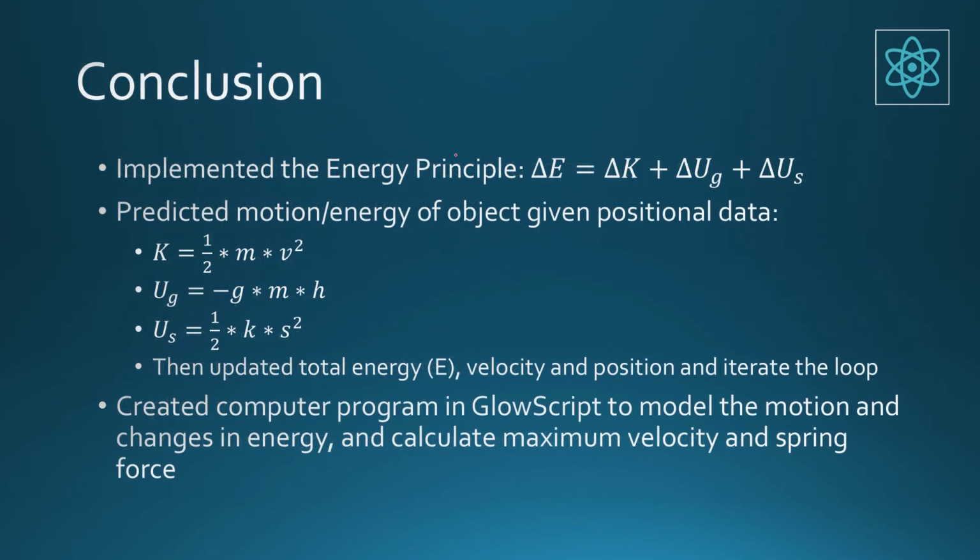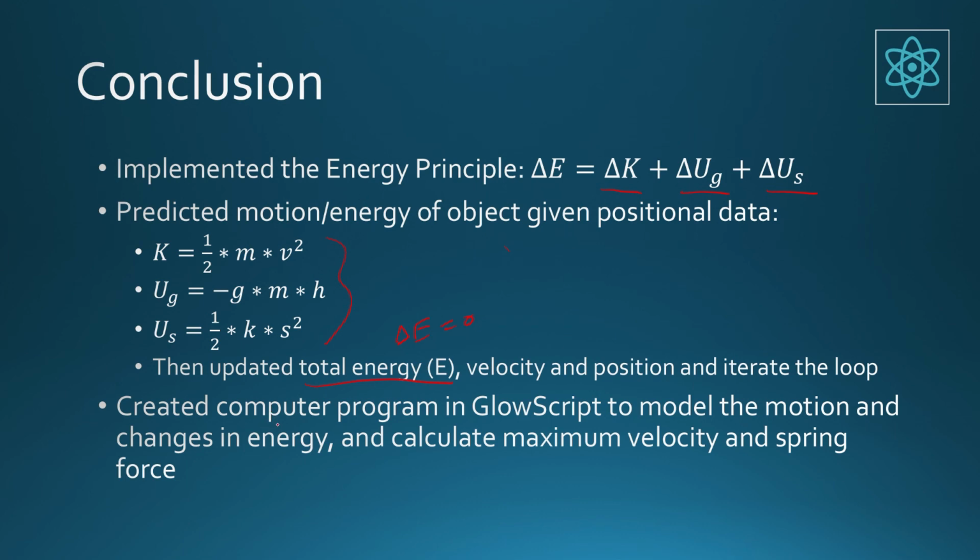We also utilized the energy principle to show how kinetic energy, potential gravitational energy, and potential spring energy can be transferred between each other during a rope swing. We utilized these energy equations in our GlowScript code to model the changes in energy over time, and it shows that the total change in energy was equal to 0 during the entire experiment, which meant that the energy principle was satisfied.